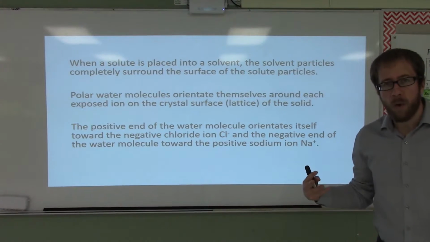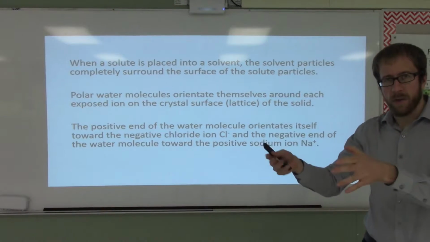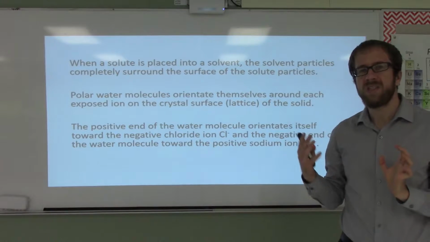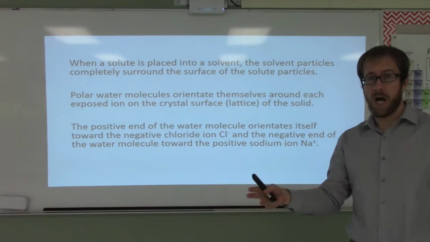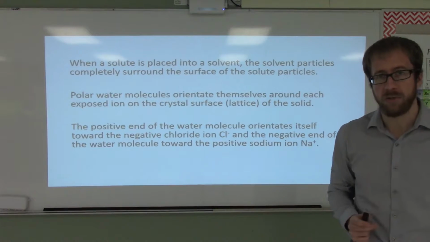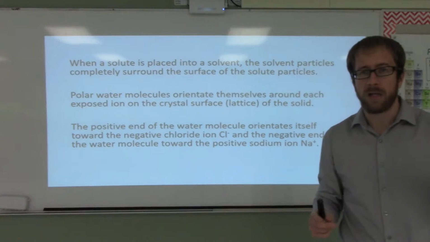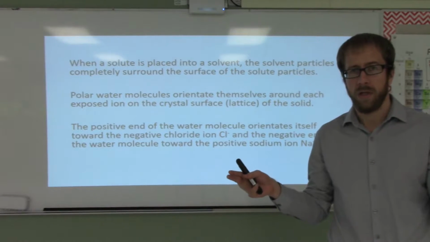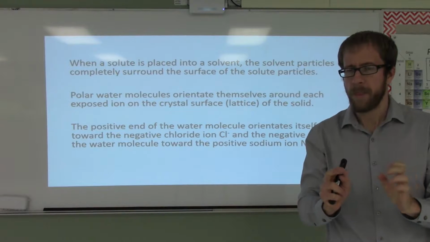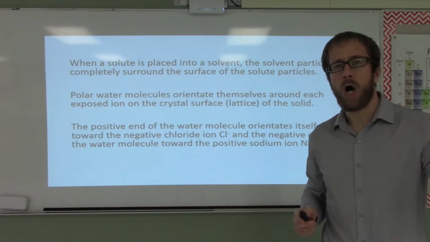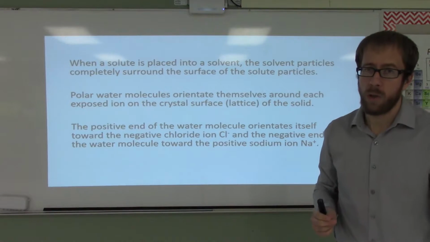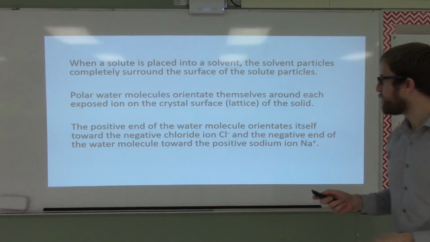And how do they orientate themselves? Well, remember, water is polar. So what part is going to be slightly negative? That's the oxygen. What part is going to be slightly positive? That is the hydrogen. So our slightly negative oxygens will be attracted to the positive sodium ions, whereas our slightly positive hydrogens will be attracted to those chloride ions.